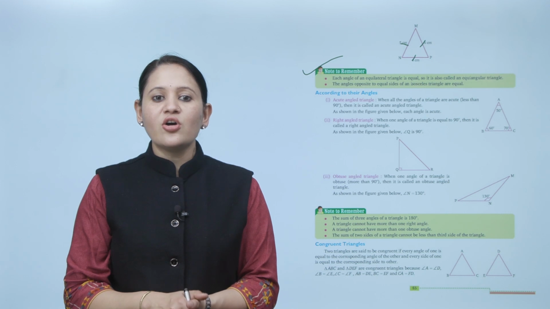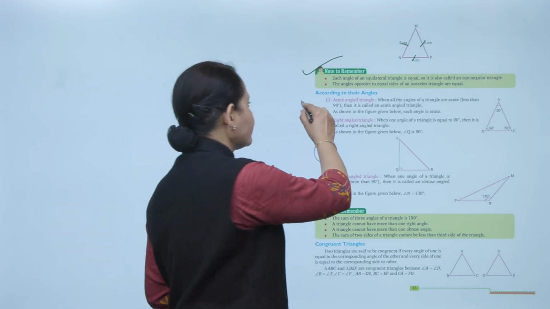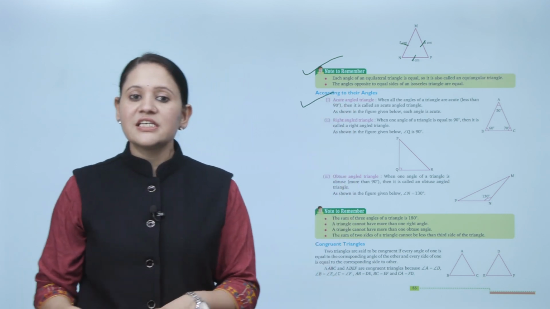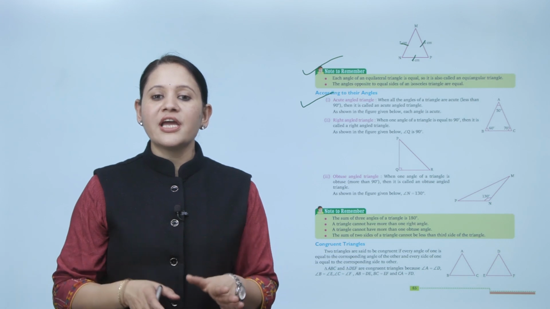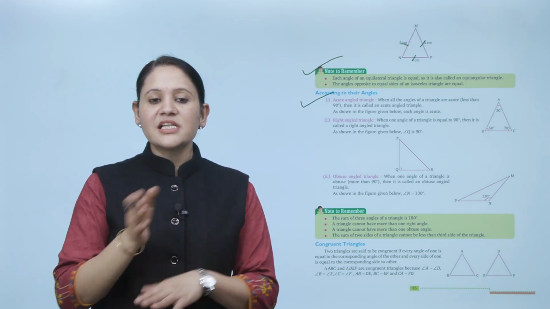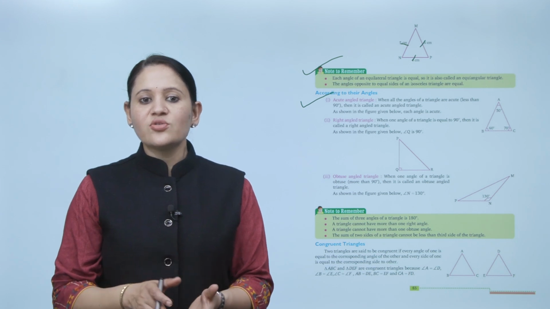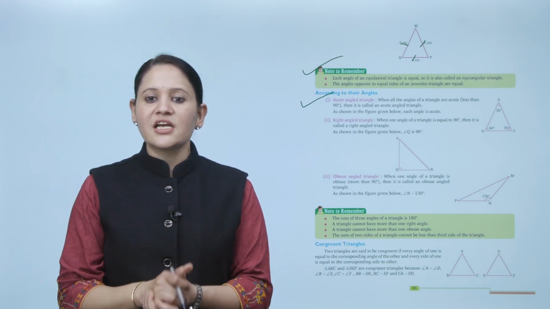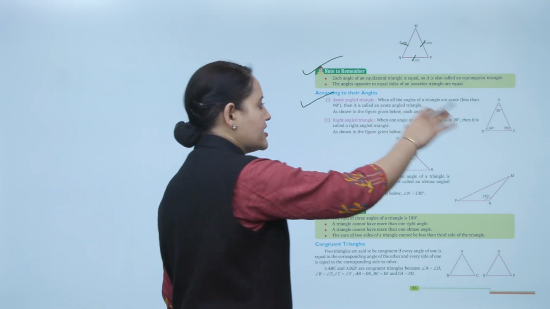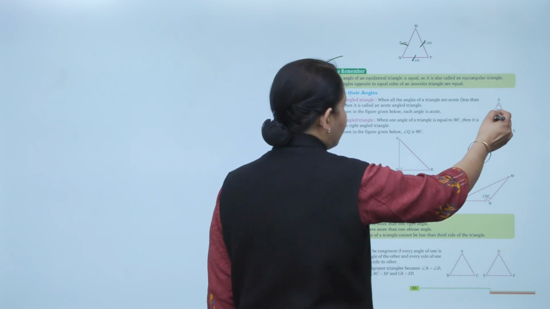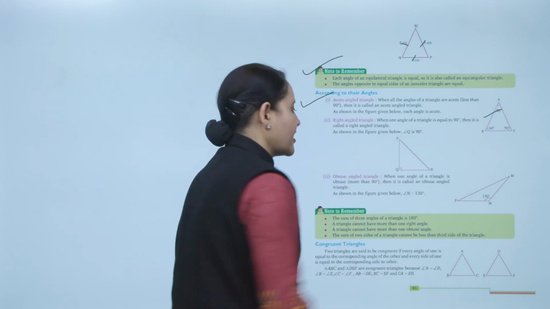Next is according to their angles. First is acute angle triangle. When all the angles of the triangle are acute, means less than 90 degree, they are called the acute angle triangle. As shown in the figure given below, each angle is acute. Each is less than 90 degree. That means it is an acute angle triangle.